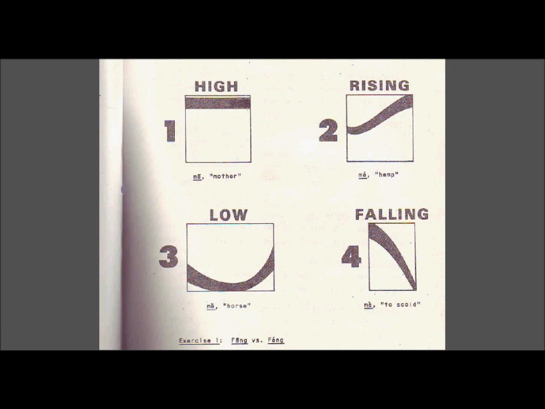Try saying the high tone word mother, and then repeat after the speaker. Ma. Notice that the tone mark in the romanization suggests the level contour at least, if not the high pitch. Try saying mother again, and repeat after the speaker.